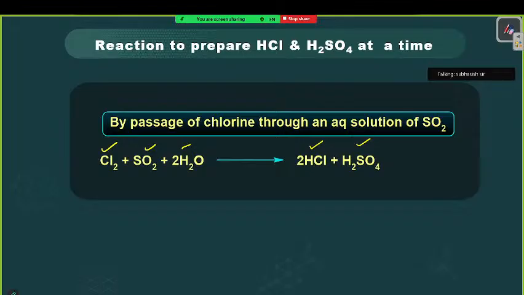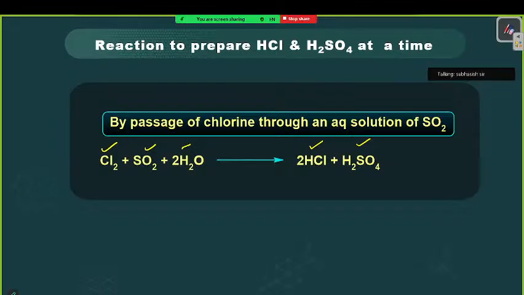When you see what the important acids present in the laboratory are, there are three important acids: hydrochloric acid, sulfuric acid and nitric acid. But here two acids, hydrochloric acid and sulfuric acid, are produced in the same reaction. So you can be asked in this way: give an example of a reaction where two important laboratory acids are produced in the same reaction.